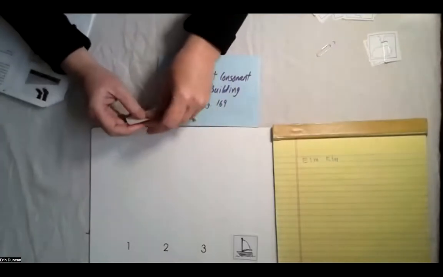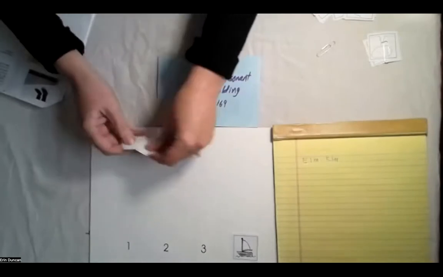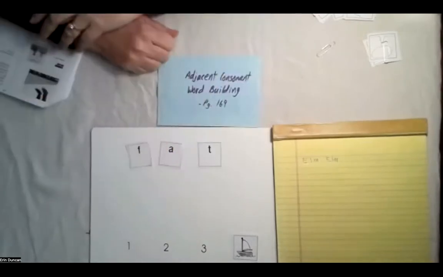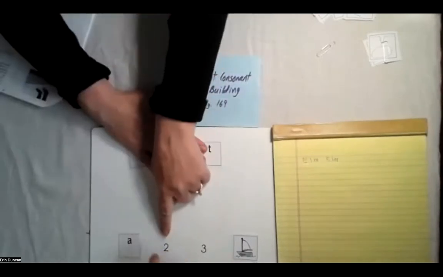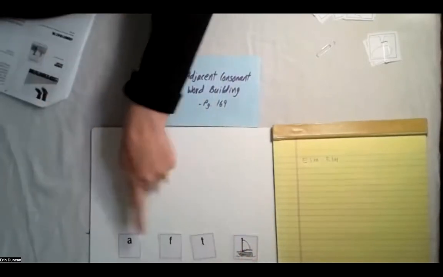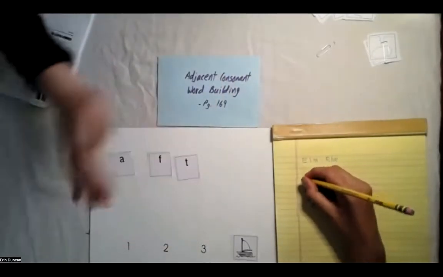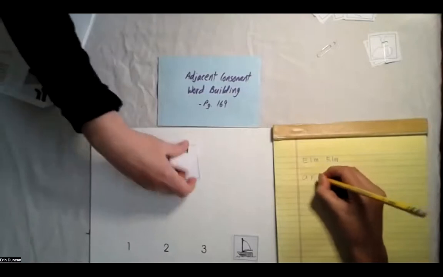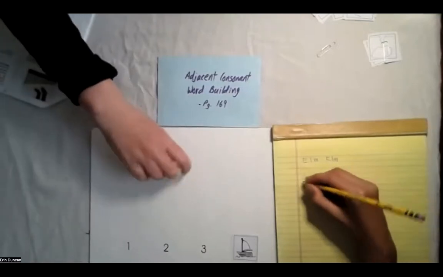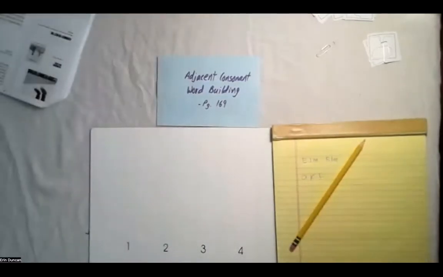So let's see. What do you hear here in aft? Great. Go ahead and build it, bring it in. What do you hear? Great. Aft. So we can spell words we've never even heard of before, right? Okay, now we're practicing mapping. So say the sounds. Aft. You got it.